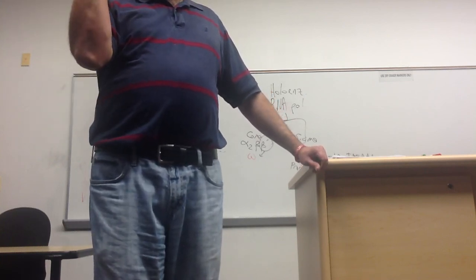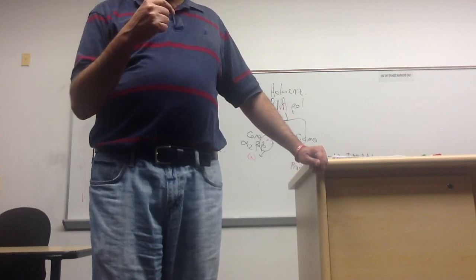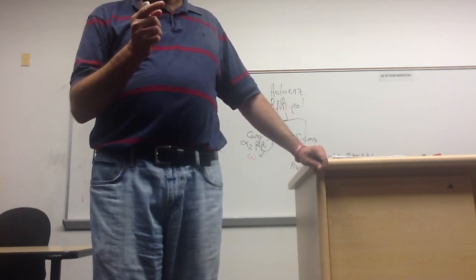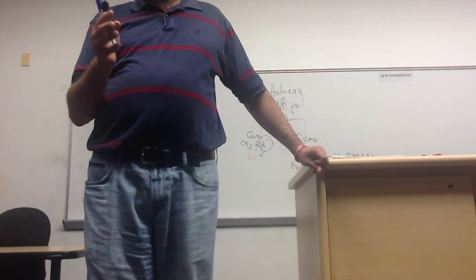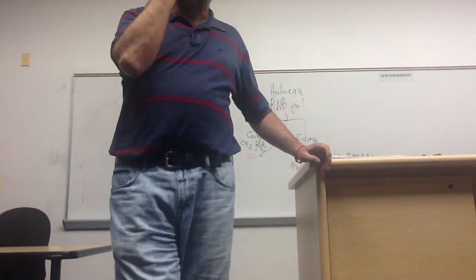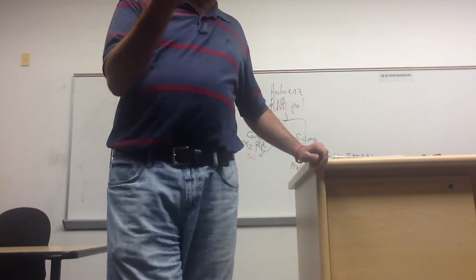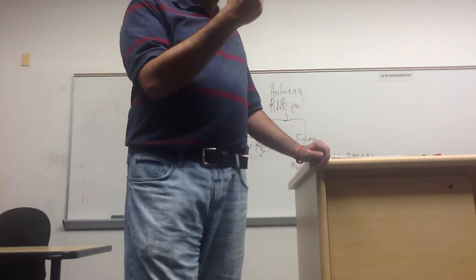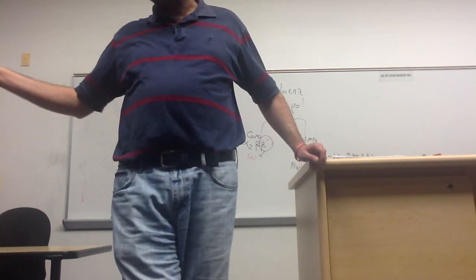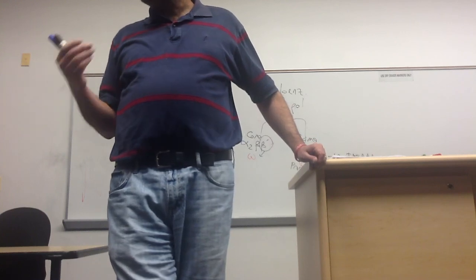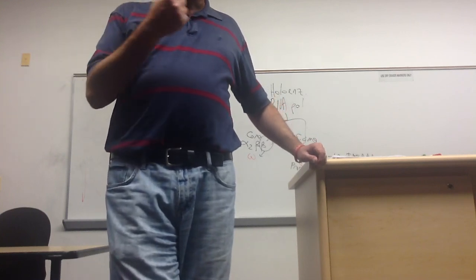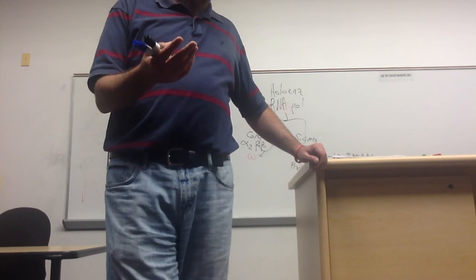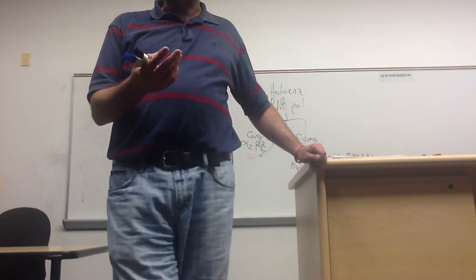True or false: the genetic code is overlapping. False. Very false. It is commaless. It is degenerate, which means you can have more than one codon giving you the same amino acid. It is nearly universal. There are exceptions, mainly in mitochondrial DNA.